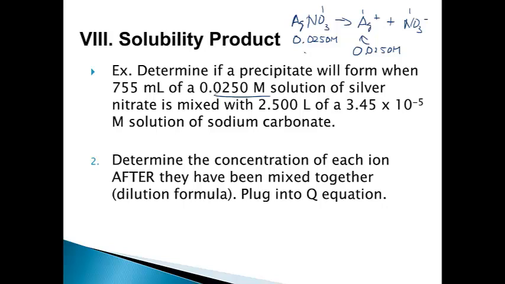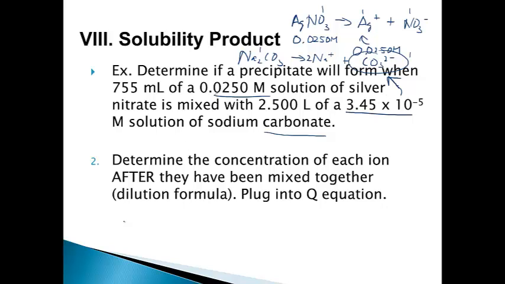Okay, and the second one is we're worried about what's the carbonate concentration, because that's the other thing that made our precipitate. So sodium carbonate, Na2CO3, breaks up into Na+ and CO3 2-. You need 2 sodiums, but we're only concerned about the carbonate. So it's a 1 to 1 ratio also. So since the sodium carbonate was 3.45 times 10 to the negative 5th, the carbonate will also be the same concentration. Now that's before we mix it.